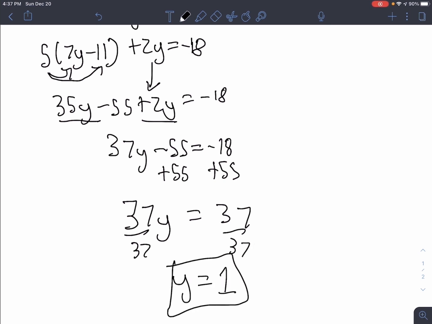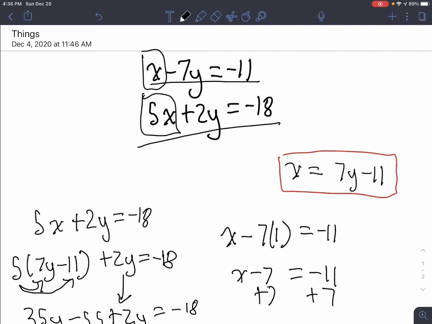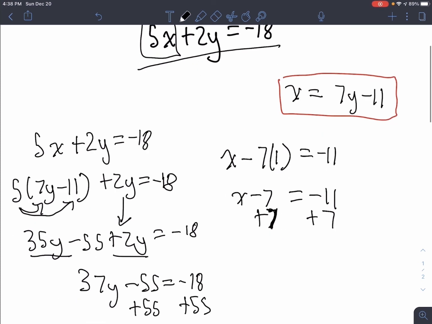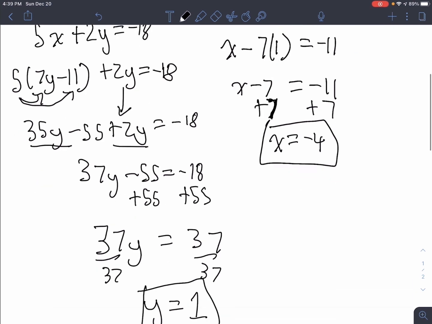We're not done yet because we're also trying to solve for x. We know that y is equal to 1. So in the first equation, you would get x minus 7 times 1, because y is equal to 1, equals negative 11. So you would simplify this by multiplying 7 times 1, which is simply 7. And x minus 7 is equal to negative 11. So you would add 7 to both sides. So negative 11 plus 7 is equal to x, which is negative 4. Now we're done. x is equal to negative 4 and y is equal to 1.